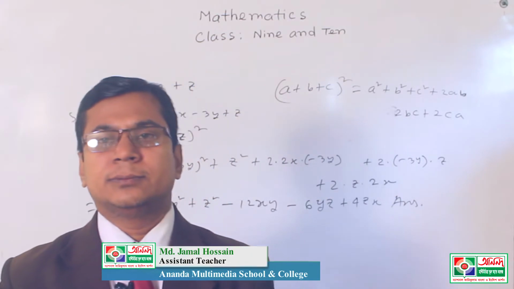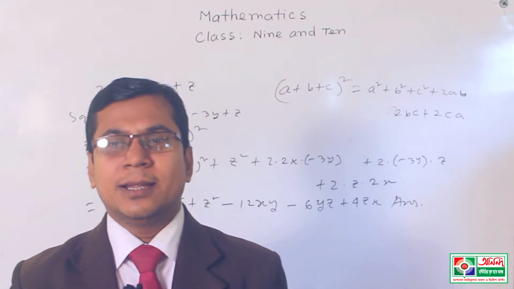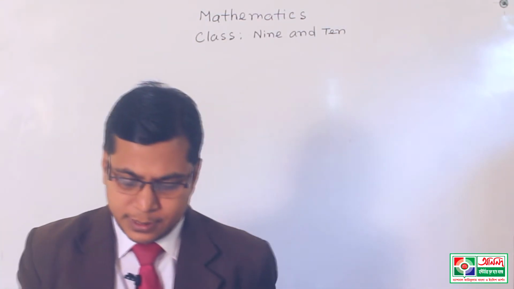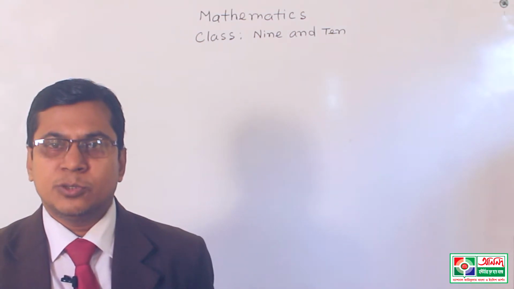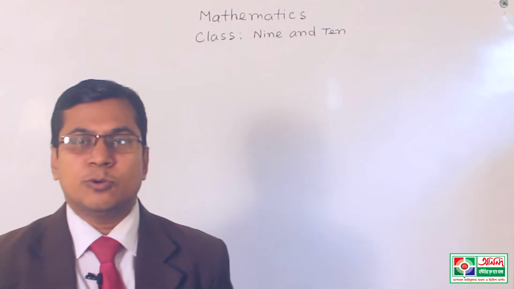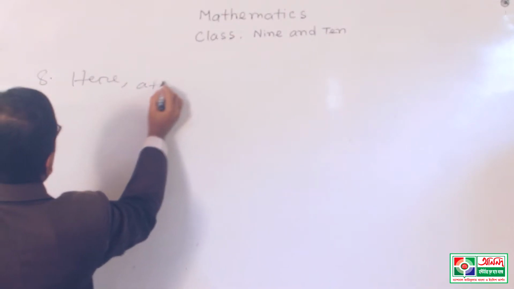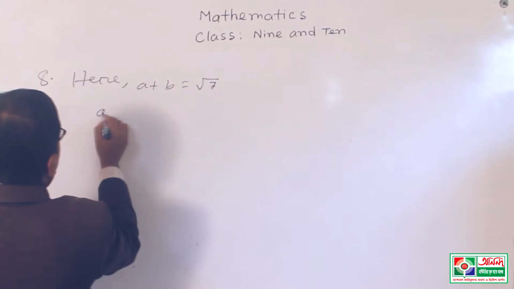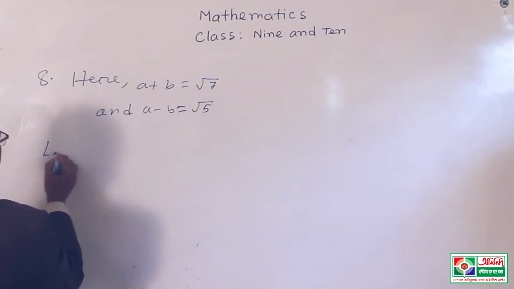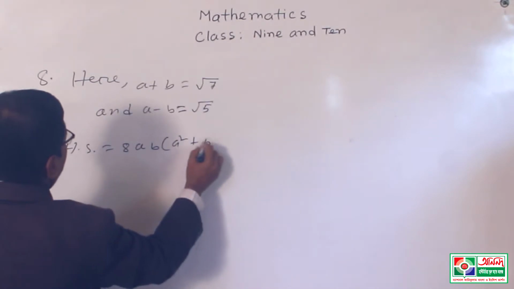Now we will do some problems. In the exercise there are 15 problems, but I will do only 2 problems, 8 and 15. Look at, in question number 8 they have said a plus b equals root 7 and a minus b equals root 5, then prove that 8ab into (a square plus b square) equals 24. At first you can write here a plus b equals square root 7 and a minus b equals square root of 5, and then you can write here left hand side equals 8ab into (a square plus b square).